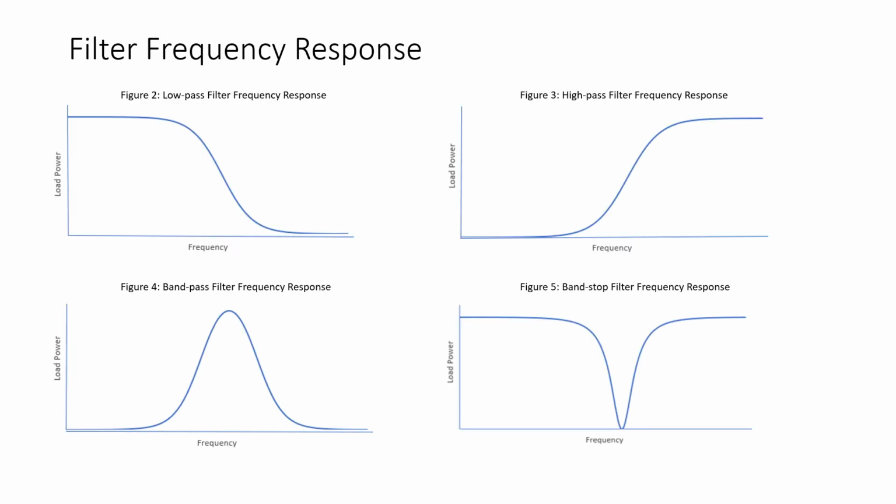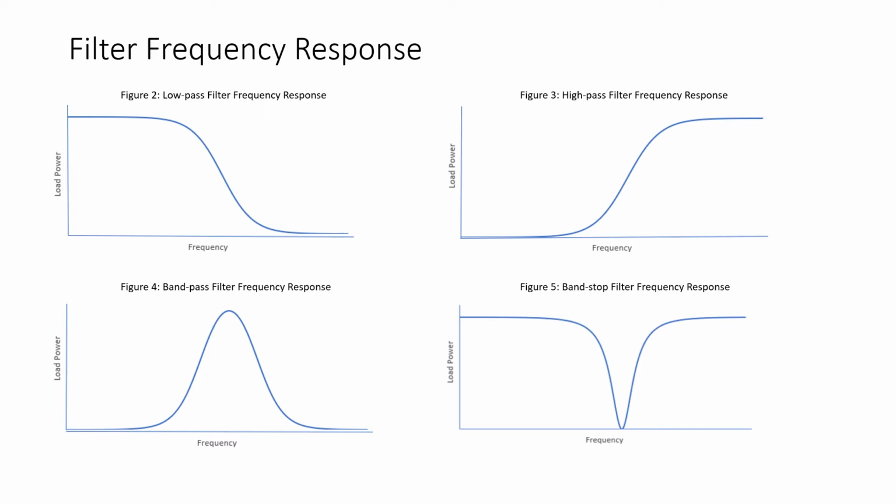So in Figure 2, we see the frequency response of a low-pass filter. Again, the x-axis is frequency. Frequency is the independent variable. Load power is the y-axis. That is the dependent variable. So the load power changes as a function of frequency. And we can see from the plot of Figure 2 that at low frequencies, the load power is high, and at high frequencies, the load power is minimal. So this graphically represents the fact that the low frequency AC signals are passed to the load, and the high frequency AC signals are blocked from getting to the load.